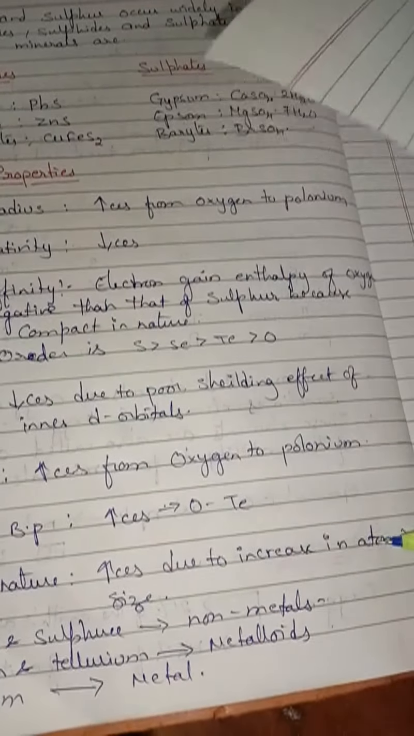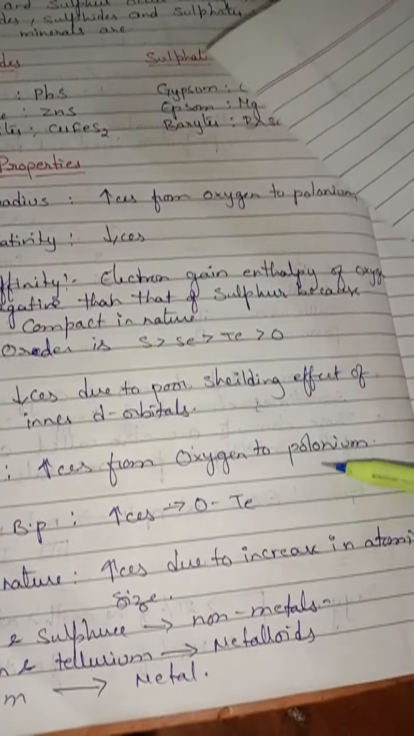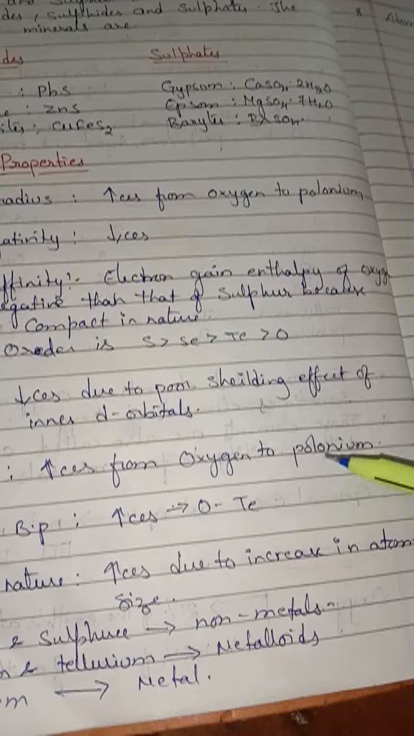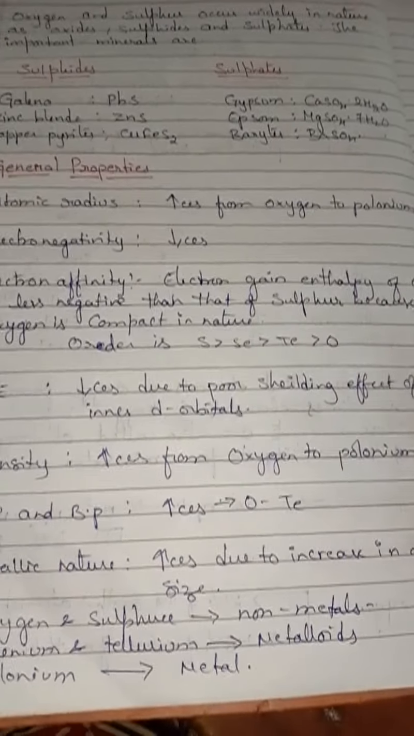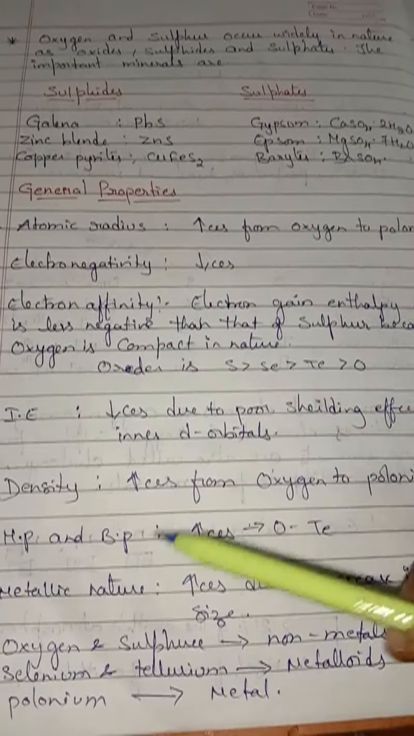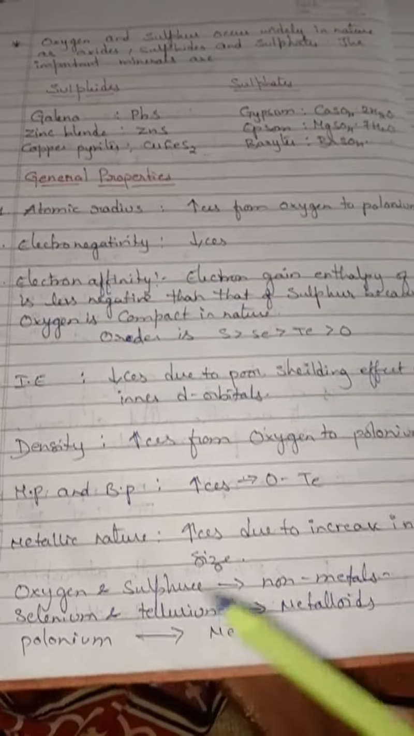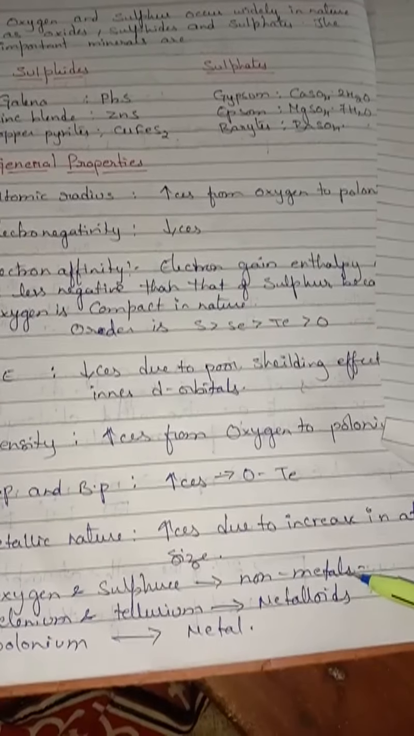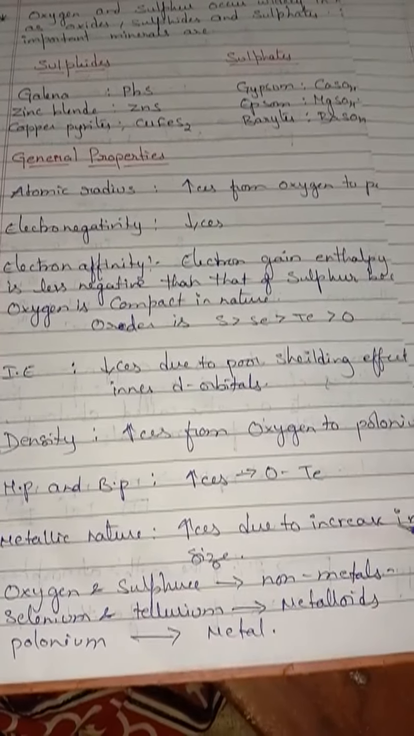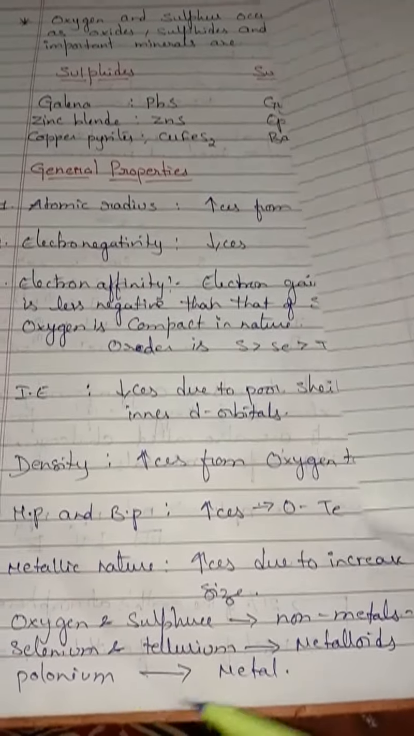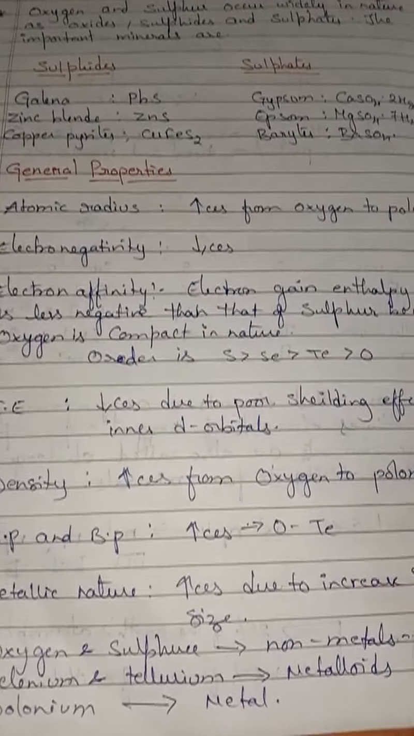Due to the increase in the atomic size, the distance between the nucleus and the outermost shell increases. When it increases, the attraction between the nucleus and the outermost electron decreases. When it decreases, it is easy to remove the electron from the outermost shell, right? Based on this concept, metallic nature increases when you move from oxygen to polonium. Here, oxygen and sulfur are non-metals. Selenium and tellurium are metalloids, that means they show the character of both metals and non-metals. Polonium is purely a metal; though it is a radioactive element, it is a pure metal.